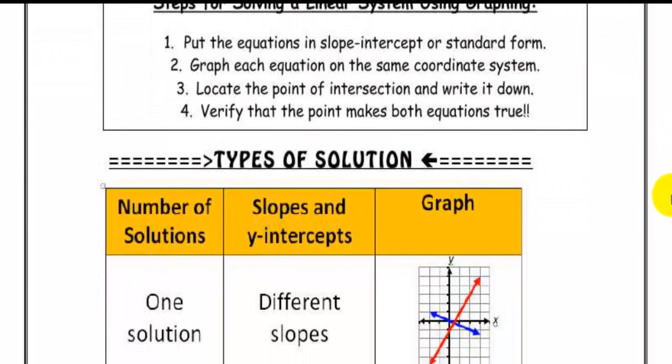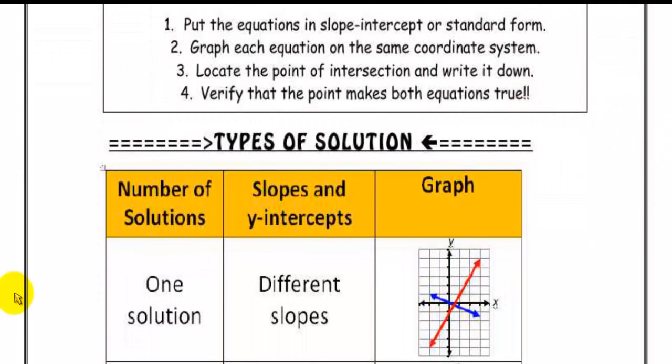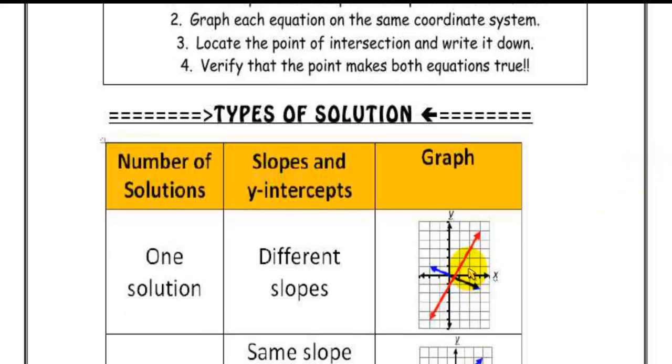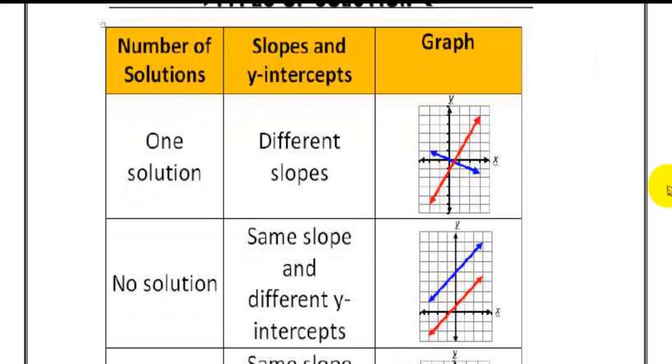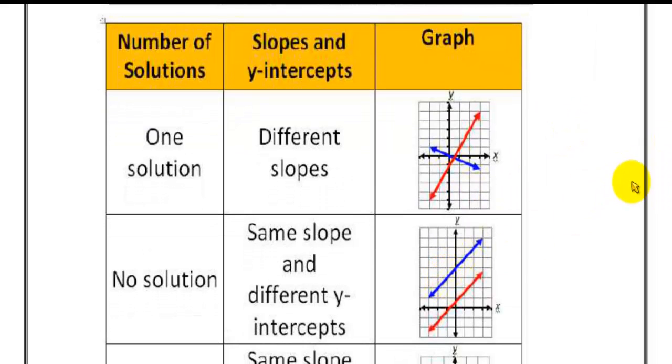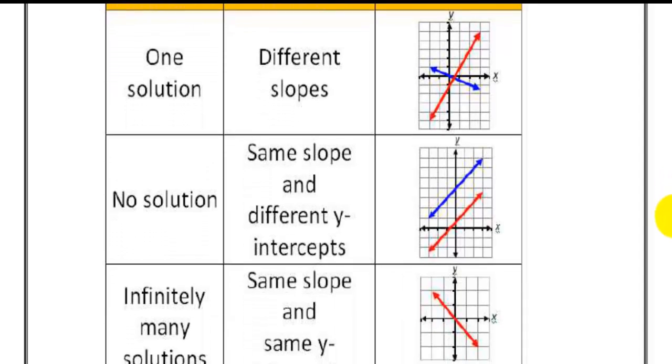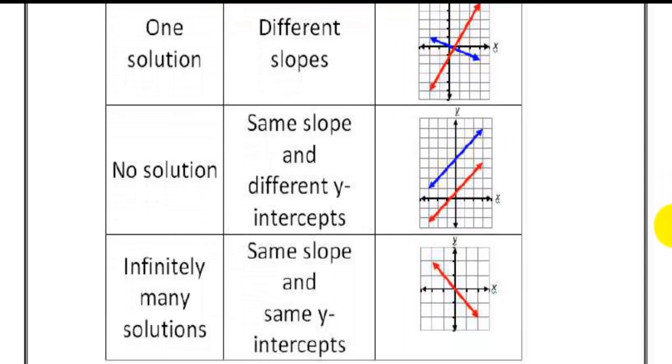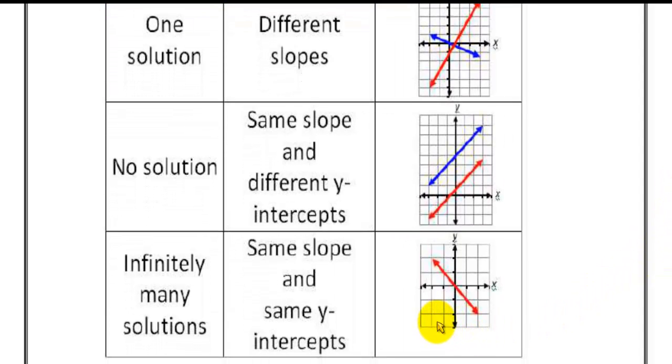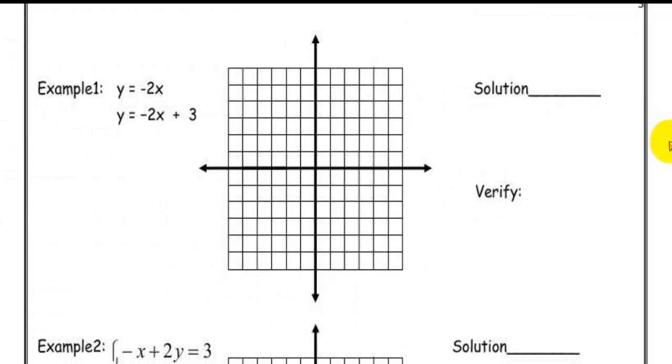Now we have three types of solution. First, we can have one solution. So this is the graph of a system that will have one solution. It's actually two lines that will intersect each other. No solution means just two parallel lines. And then infinitely many solutions means that we have the same line, meaning we have the same slope and the same y-intercept. So let's have our first example.